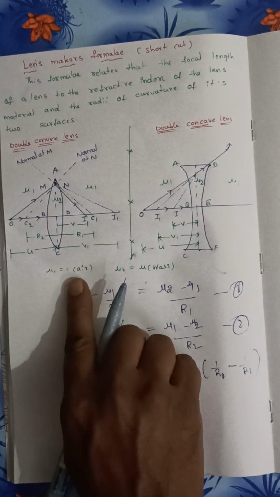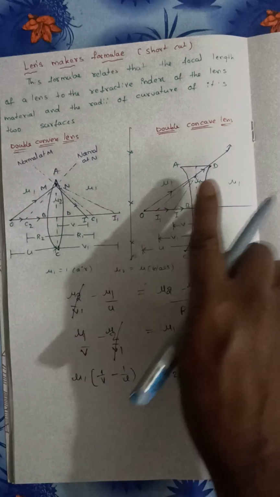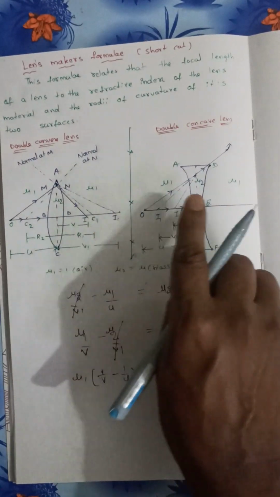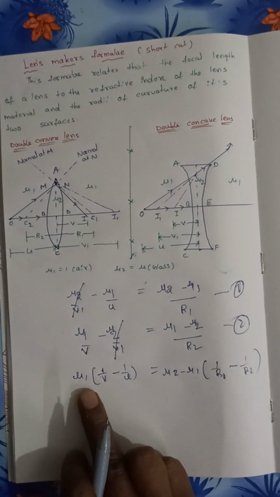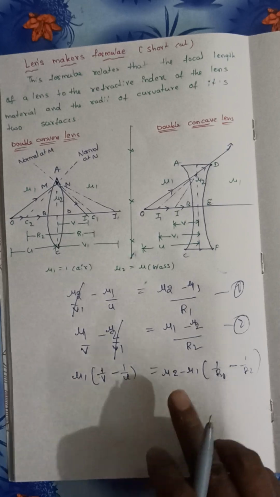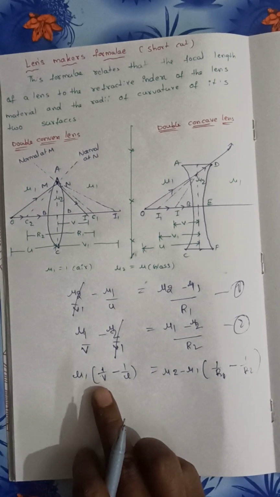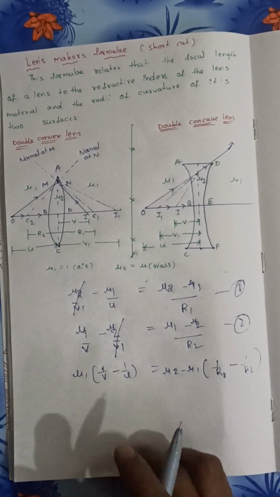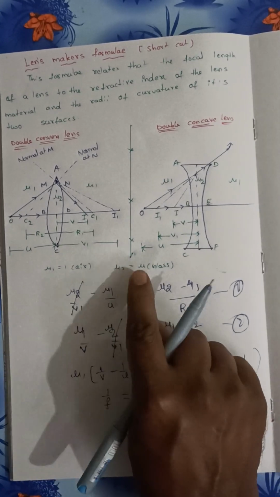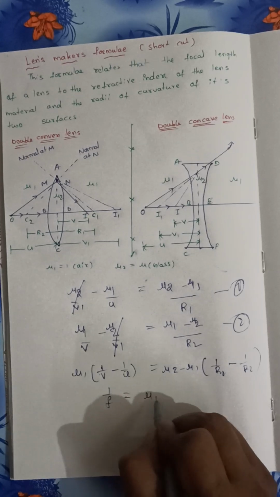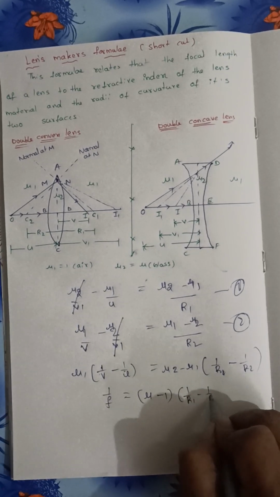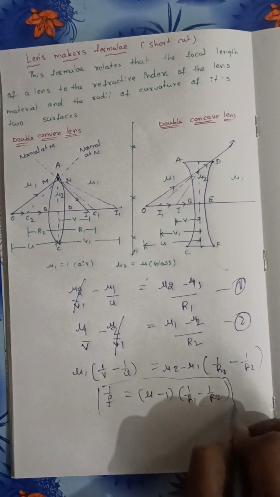Above, mu1 is equal to 1 for the air medium outside, and mu2 is the glass medium inside, for both double concave and double convex. So mu1 is 1 and mu2 is mu, because it relates to the glass medium. 1 by v minus 1 by u is the lens formula, which is nothing but 1 by f. So 1 by f is equal to mu minus 1 into 1 by r1 minus 1 by r2. This is called the lens maker formula.